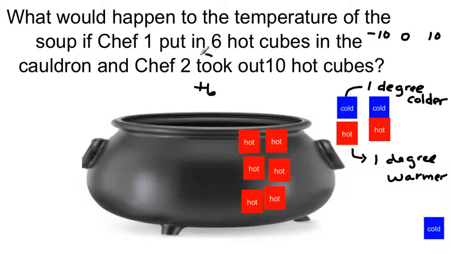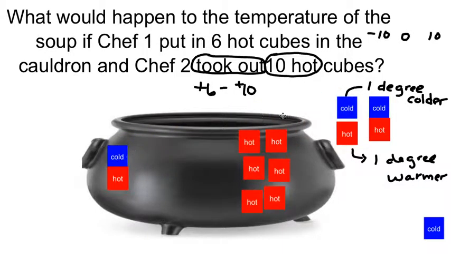And then chef number 2 came over and he took out. To take out means to subtract. And what am I subtracting? I'm subtracting 10 hot cubes. So I'm subtracting a positive 10. Now when I look at my pot, it's fairly obvious that there are not 10 hot cubes here to take out. So in order to create these 10 hot cubes, I need to add in a 0 pair. I need to add in some things that are not going to change the temperature of my soup, but will allow me to have what I need to take out.